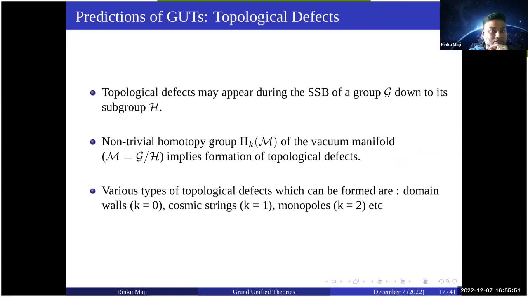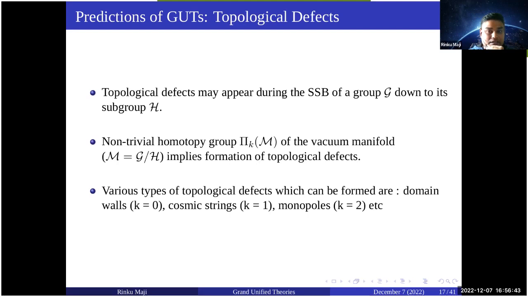So here comes the next prediction of grand unified theories, which is topological defects. By predicting topological defects, we can look into the topology of the symmetry. Till now, from proton decay we could guess that there may be some massive gauge bosons, which could come from the SO(10) group. But from the analysis of topological defects, you can probe the topology of the symmetry. So it is in a sense complementary to proton decay, which can give a hint of a unified theory.